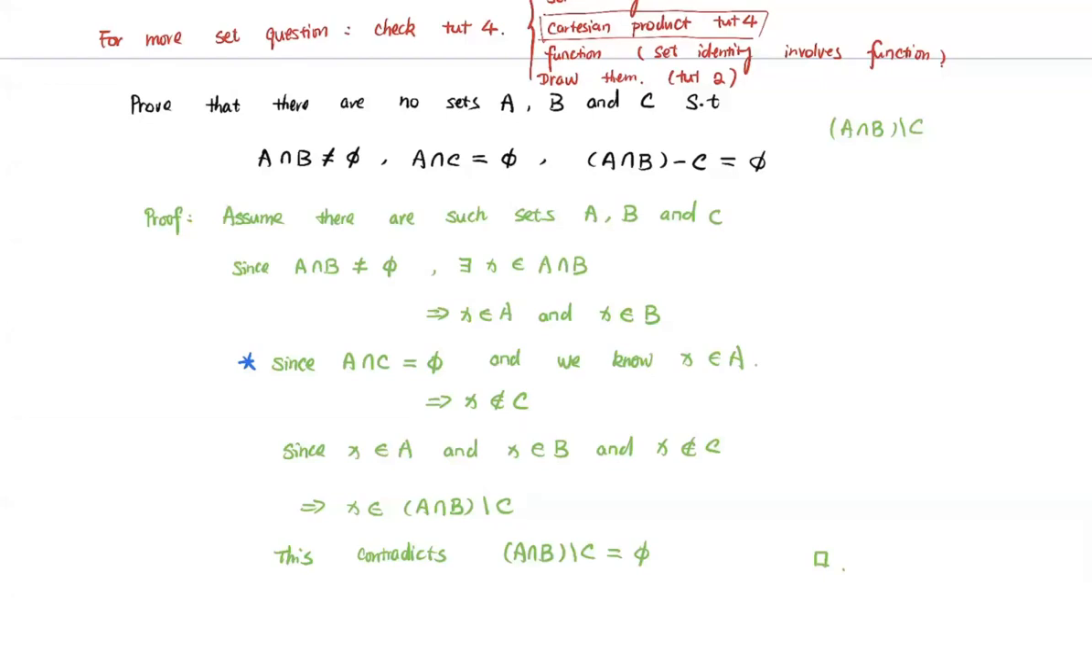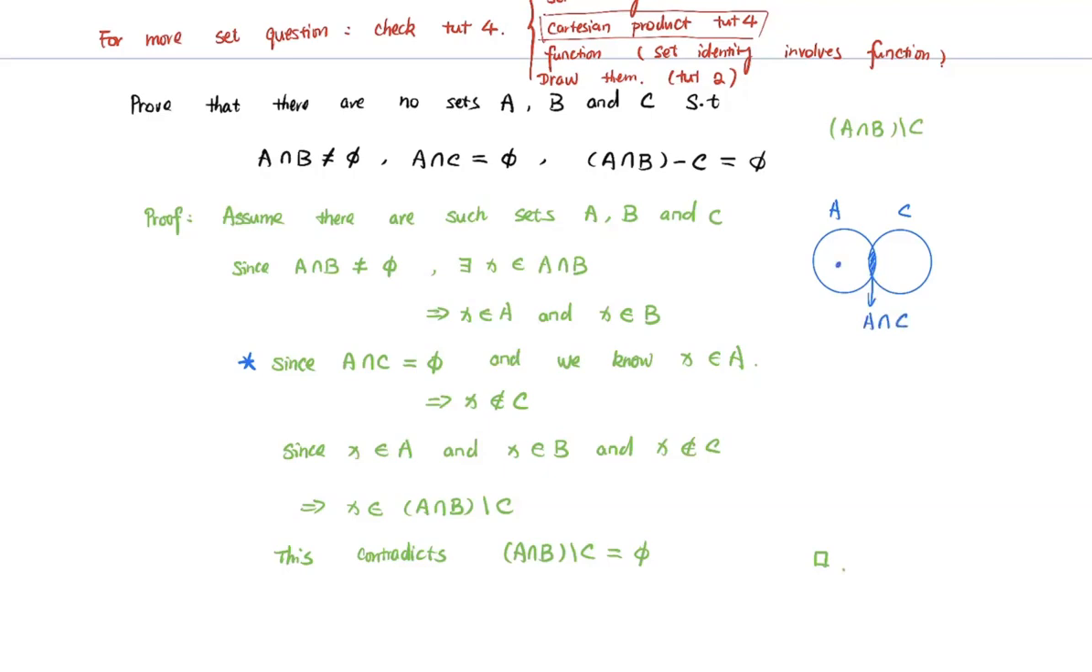Oh, I see. A intersect C is empty does not mean X is not in A. It means that X cannot be in both A and C. So let's draw the Venn diagram. Let's say this is A, this is C. A intersect C is this part.